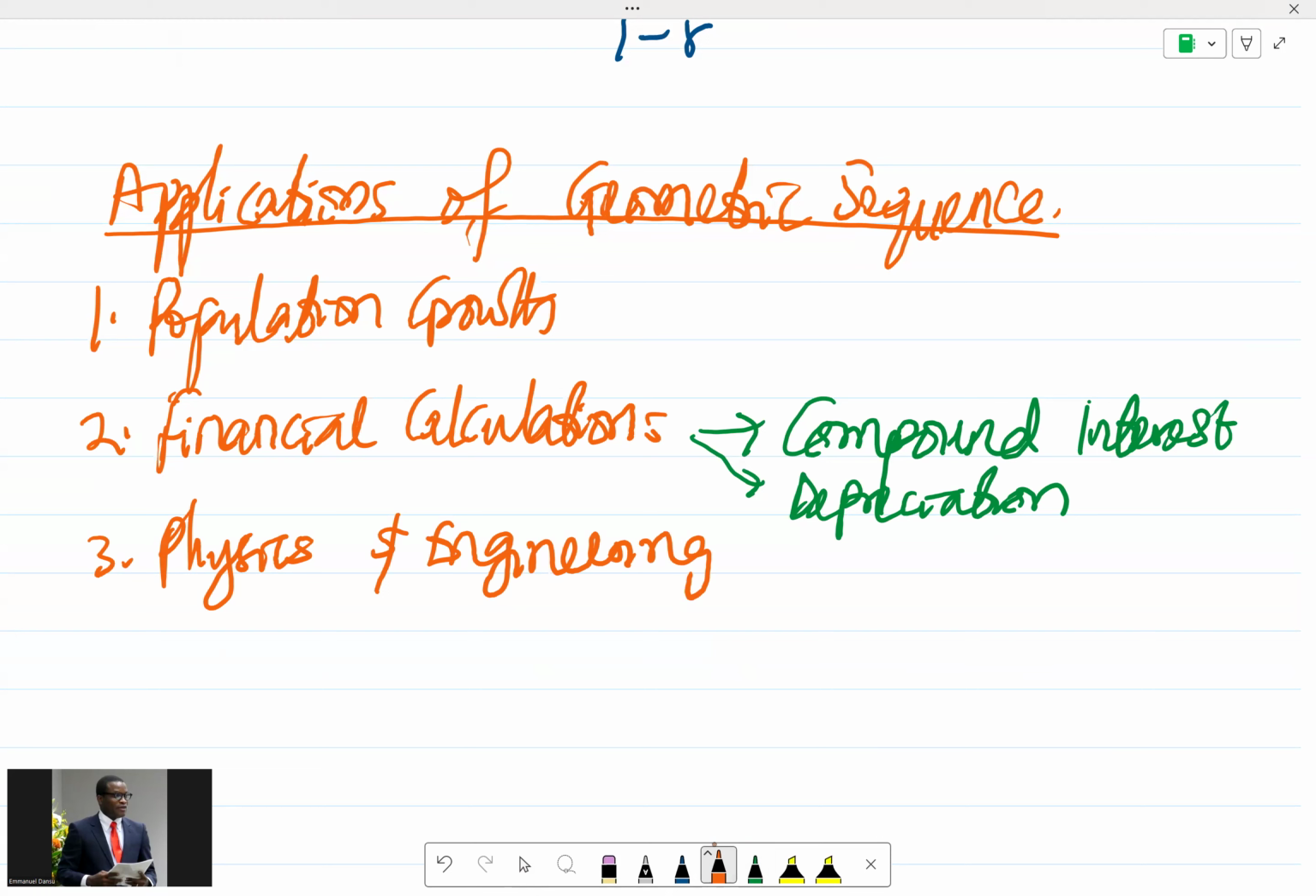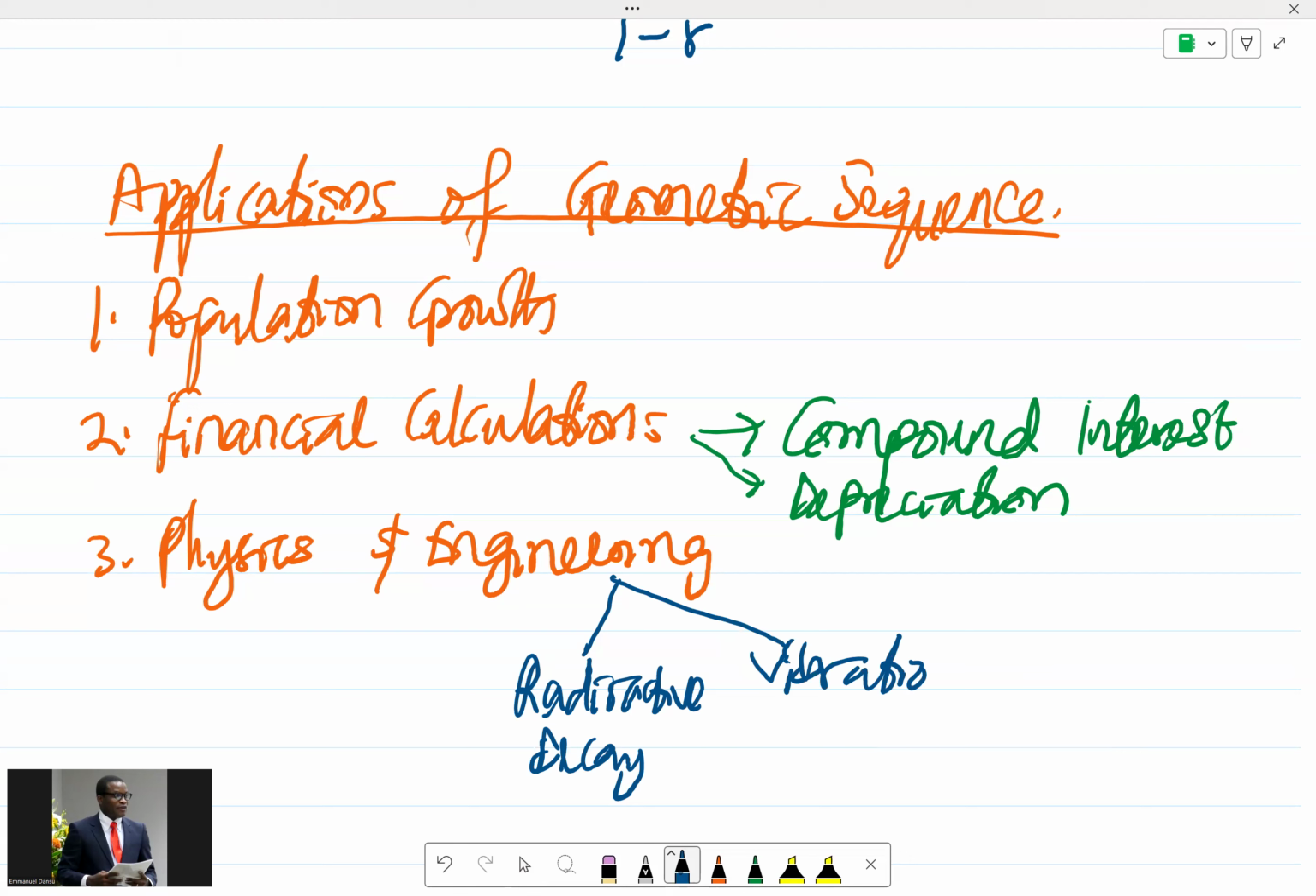Physics and engineering. Geometric sequences model certain phenomena such as the decay of radioactive substances. It's very popular for decay, so radioactive decay, or the vibration of mechanical systems. So we can talk about vibrations too. Of course, we can also talk about population increase or decrease. It's a concern in many countries right now that populations are declining sharply. So those are some applications of geometric sequence.